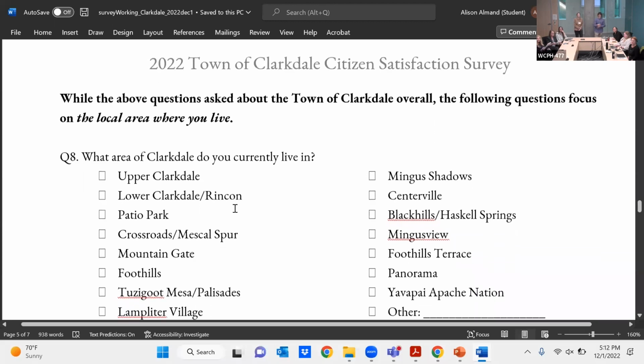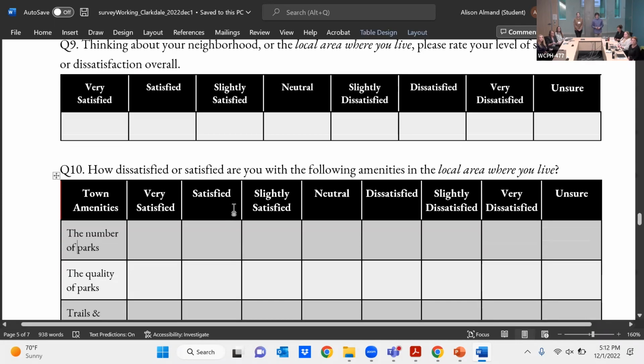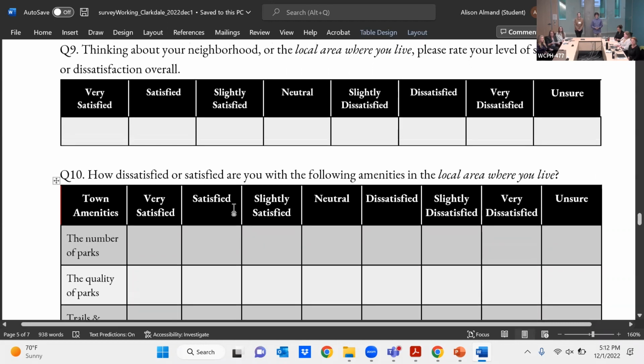Next, we ask them what area of Clarkdale, what neighborhood they live in. This is for the next few questions. It's going to ask them more localized questions, right about the area they live. So this is important information, not only for the following questions, but also to find out who's taking the survey. Are areas of Clarkdale overrepresented or underrepresented in this survey? And how can we access the opinions of those areas of Clarkdale that did not answer the survey as much? So this is the same as the very first question.